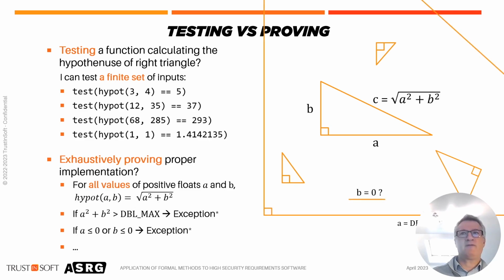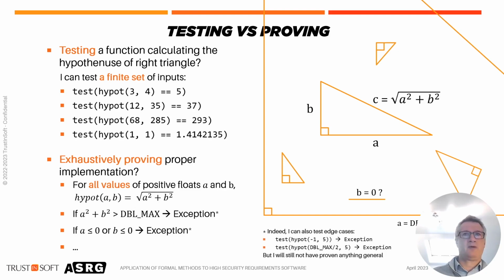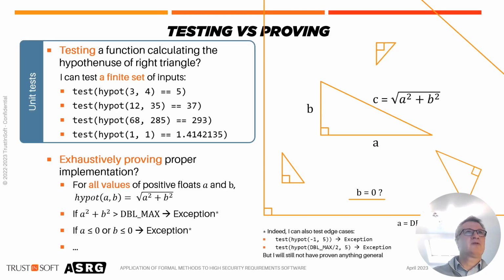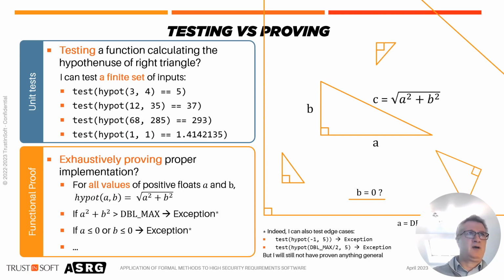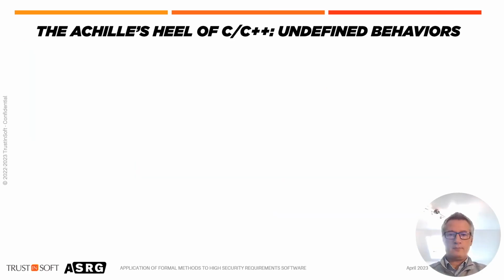So that's really the difference between testing and making a proof of something, in that particular case functional proof. Okay. So the above here is unit testing, and it's perfectly a good activity, but it's different from achieving functional proof, which is the second part.